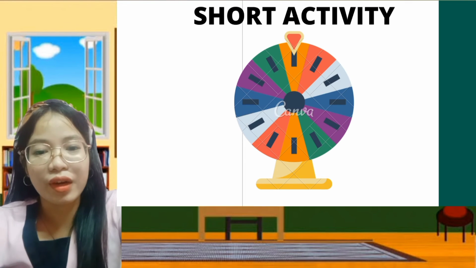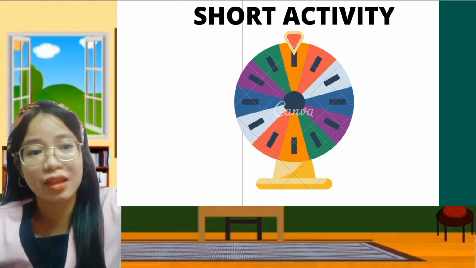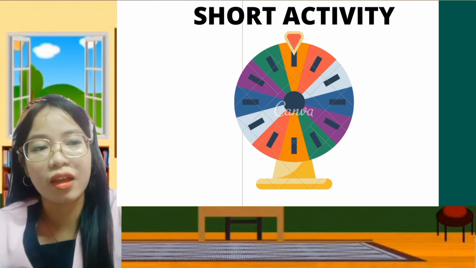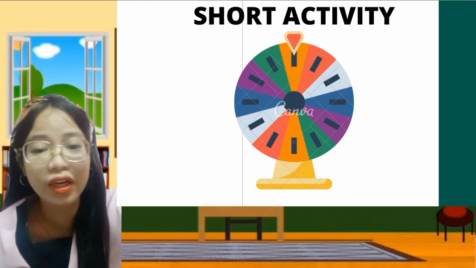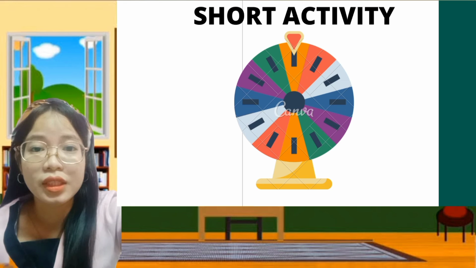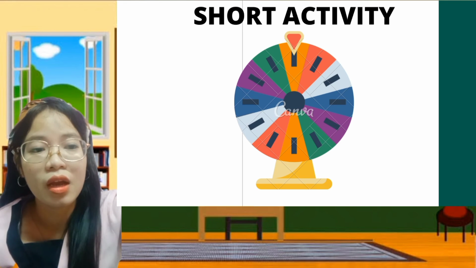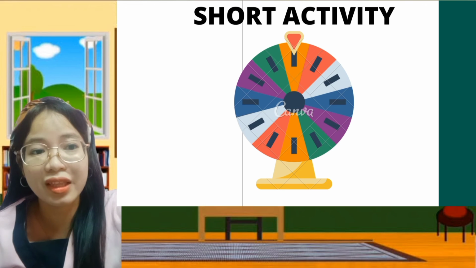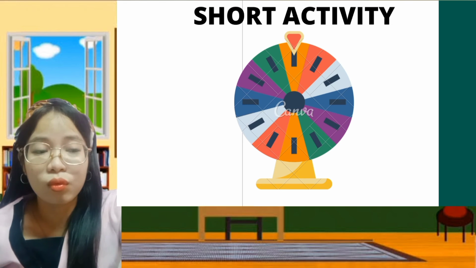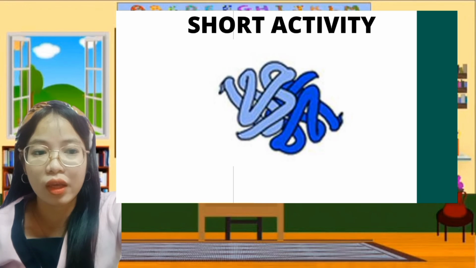So, now, we are already done. We're going to have a short activity. I have here a spin the wheel. So, in here you have your names, and whoever is on the arrow will be the one to answer the questions or the activity. Okay. So let's first have this one.